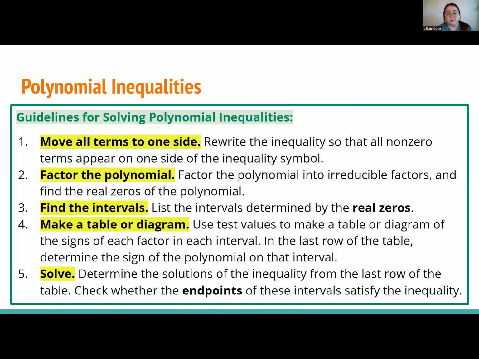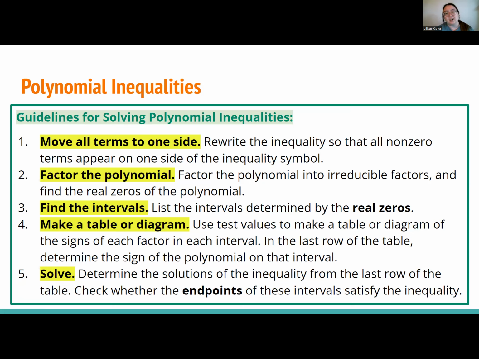Then step 5, we'll solve. Determine the solutions of your inequality from the last row of the table. Check whether or not your endpoints of these intervals satisfy the inequality. Now, if you've done this right, you've factored in those inequalities and endpoints, and that means parentheses versus brackets as well, earlier on. So step 5 here is just telling you to make sure that they are correct.